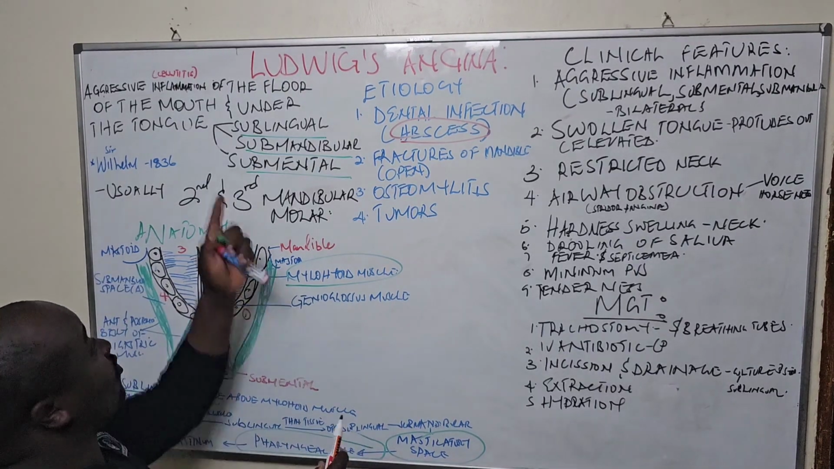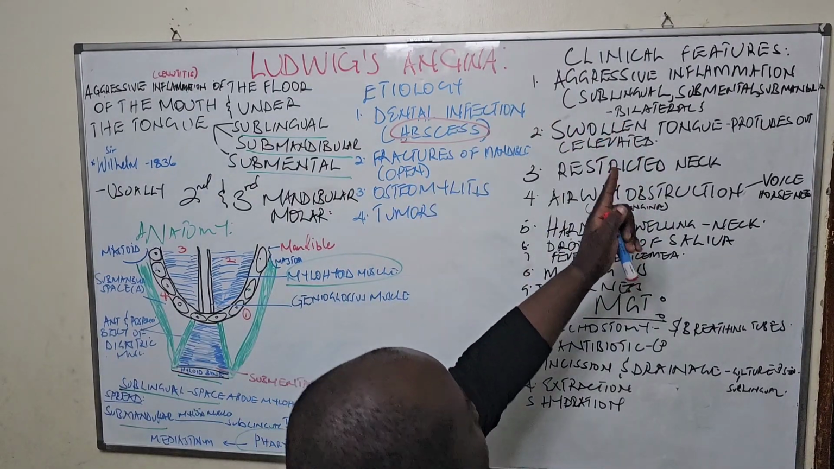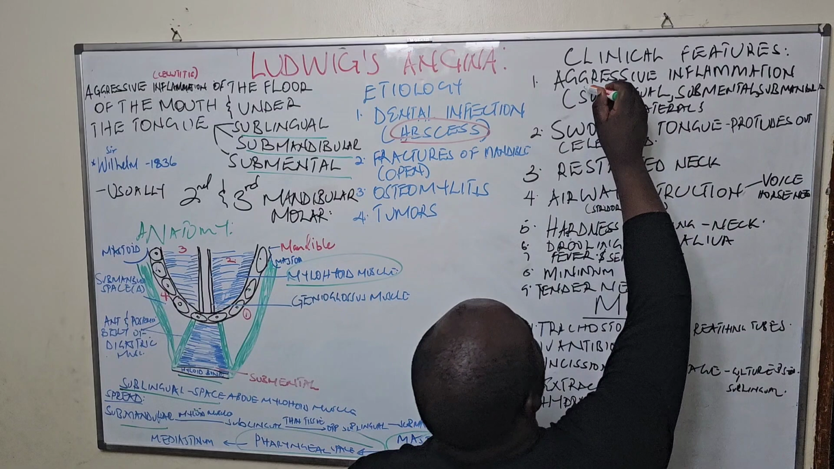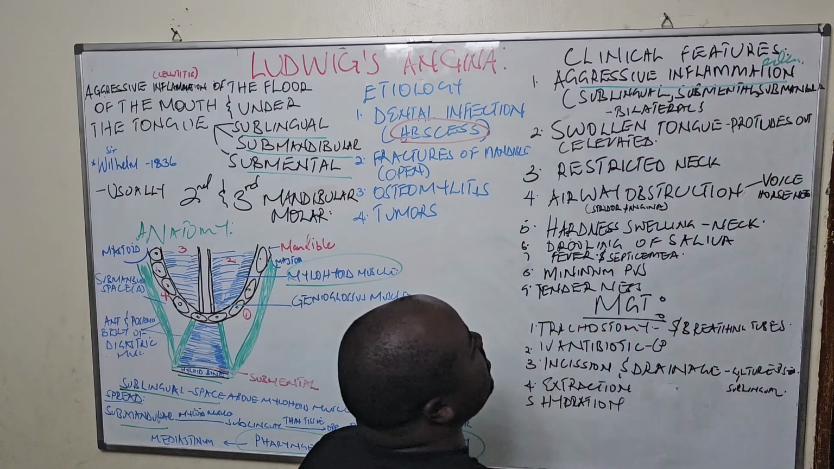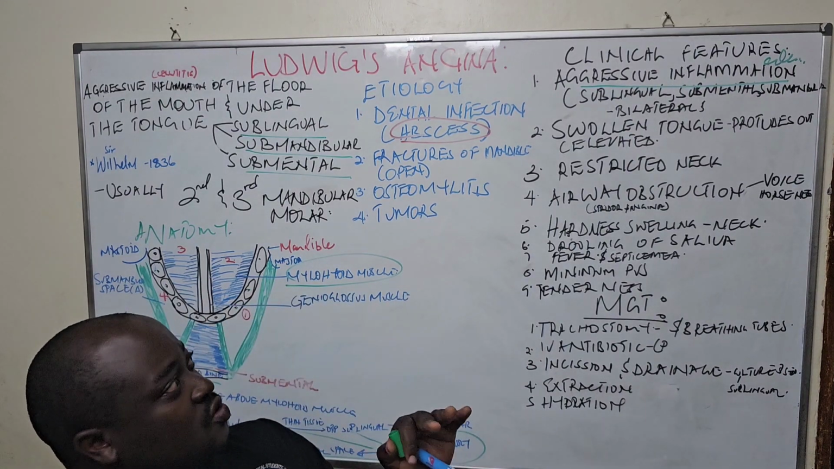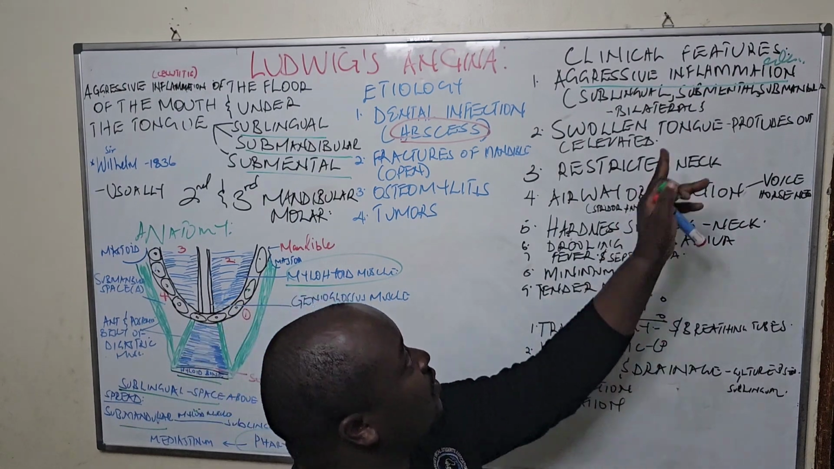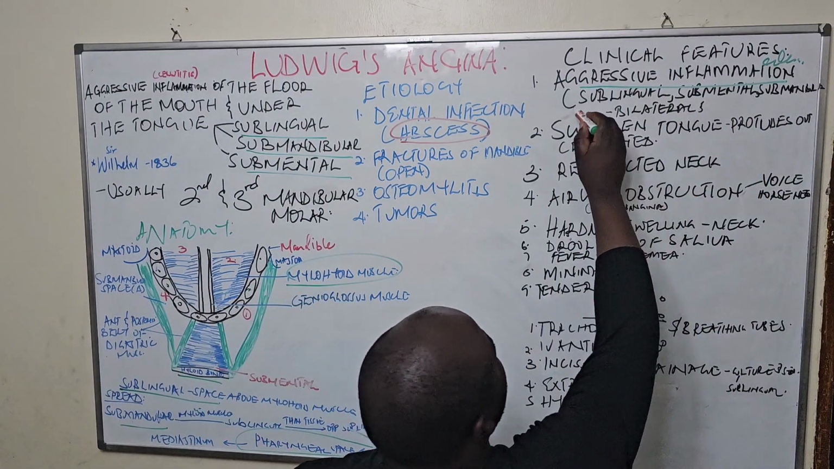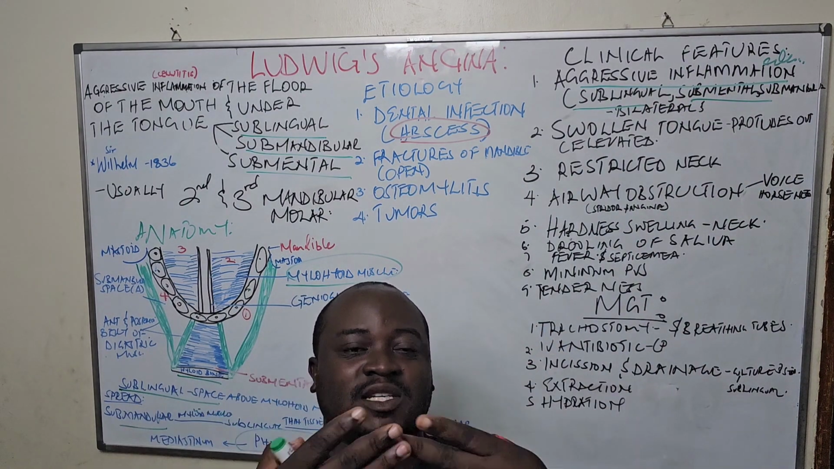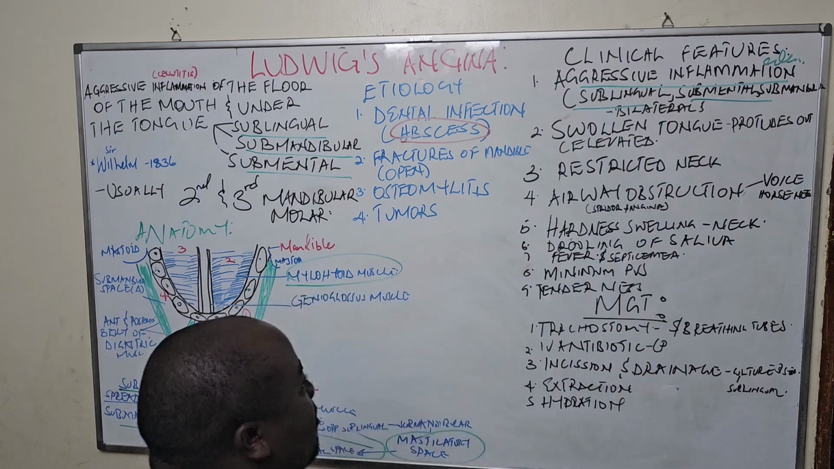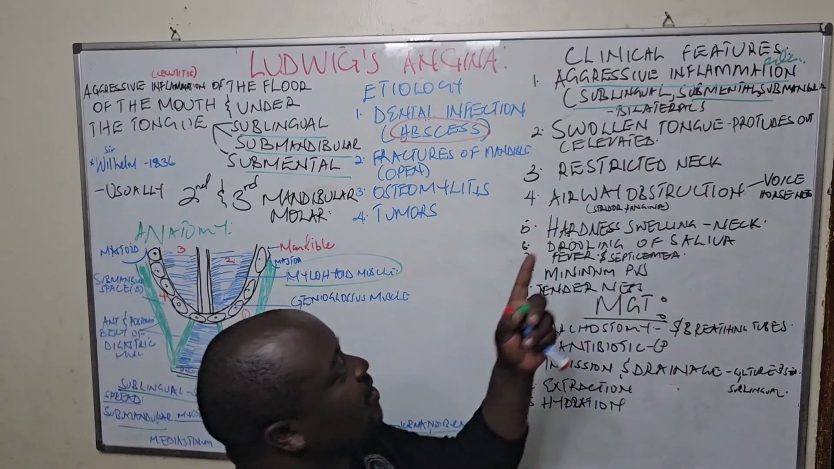And note that it is aggressive. In our clinical features, we shall say this is aggressive inflammation or aggressive cellulitis, meaning the inflammatory exudate is moving through these sublingual, submandibular, submental areas, and usually bilateral. It means that the moment the infection reaches here, it will move through these spaces. Usually it is bilateral.